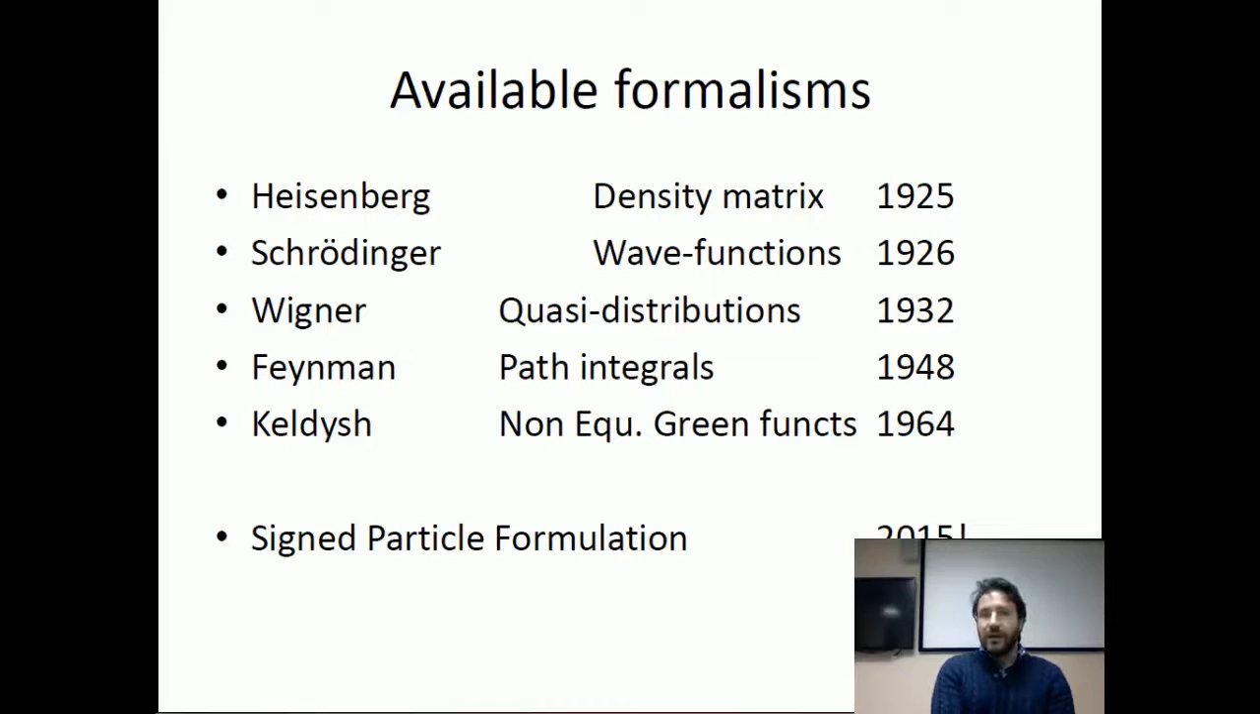We have, let's say, less well-known ones, for example, the Wigner one, which was published in 1932 and is based on the concept of quasi-distribution functions. We have the Feynman one, which was published in 1948 and is based on the path integral concept. And we have the Keldysh one, which is also known as the non-equilibrium Green's function formalism, which is based on the concept of Green's functions. Among all these, nowadays we also have, since 2015, the signed particle formulation, and this is exactly what I'm going to talk about.